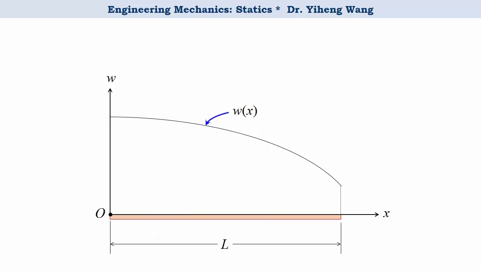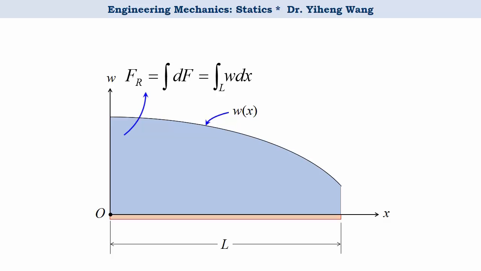Now to find the resultant force of the distributed load, we can integrate dF across the length of the board, and from calculus we know that integration of a function equals the area under the curve. Also, we can integrate dM to find the total moment caused by this distributed load about point O. Note that the negative sign again indicates clockwise rotational effect.